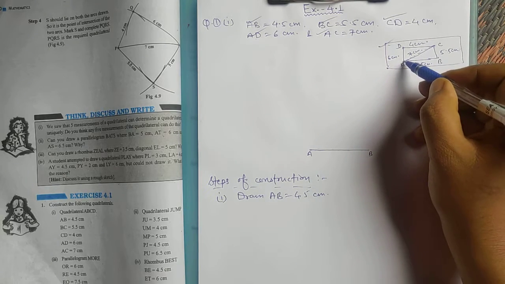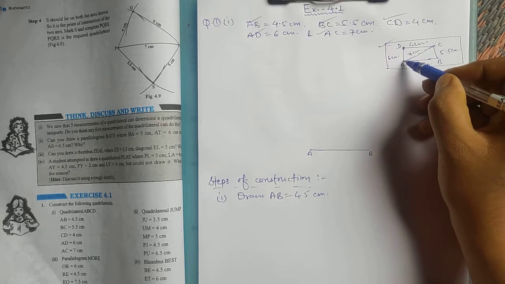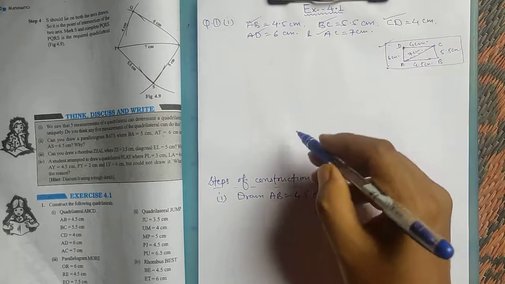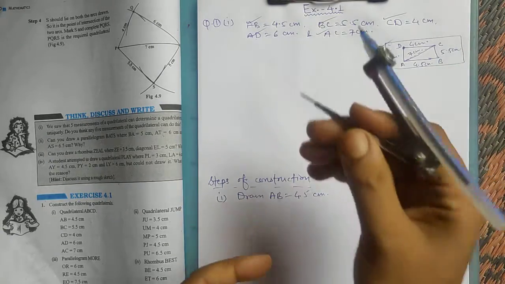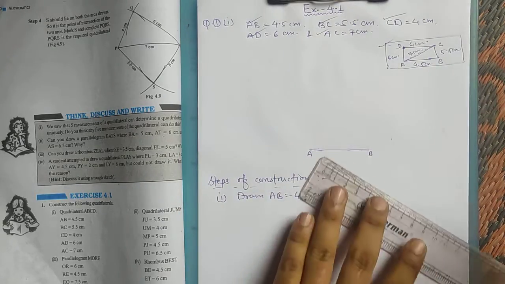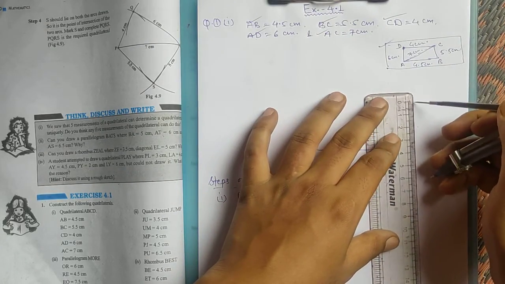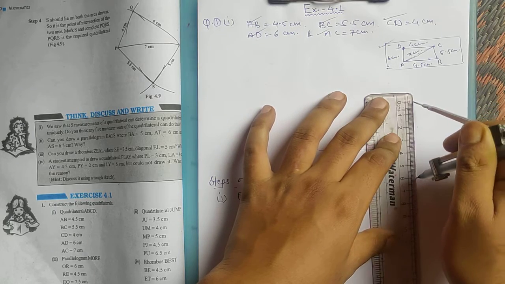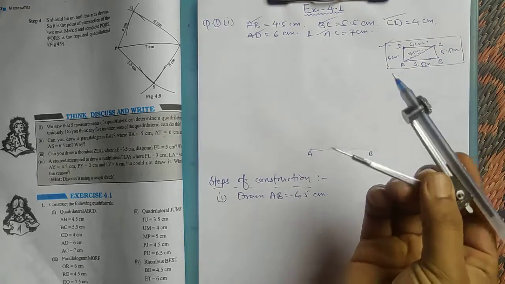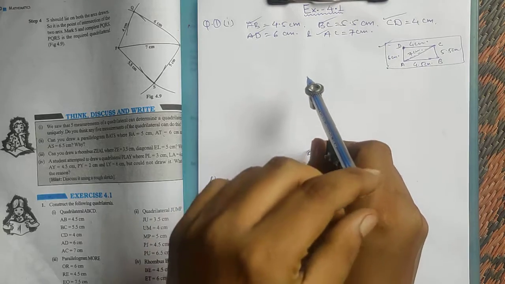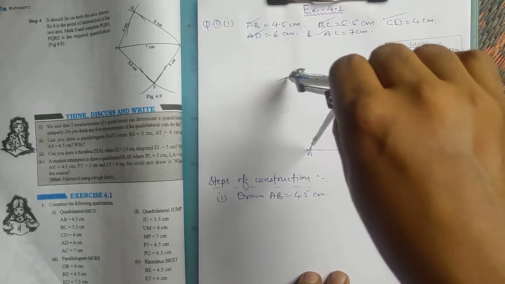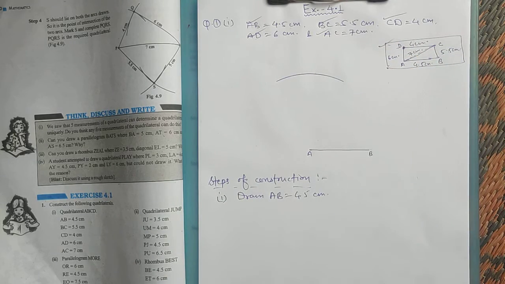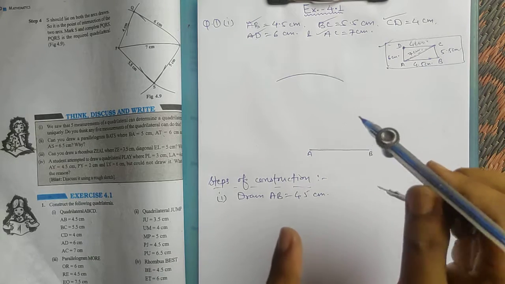Now see there, D is on the upper side of A. That means we have to draw an arc such that D will be in that area. AD equal to 6 centimeter is given, so we take a measurement of 6 centimeter by scale in the compass, and from point A I put the point of the compass and draw an arc above the drawn line. Okay, second step is also completed.